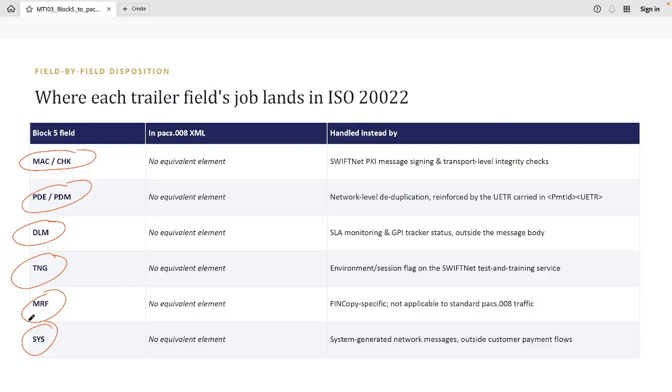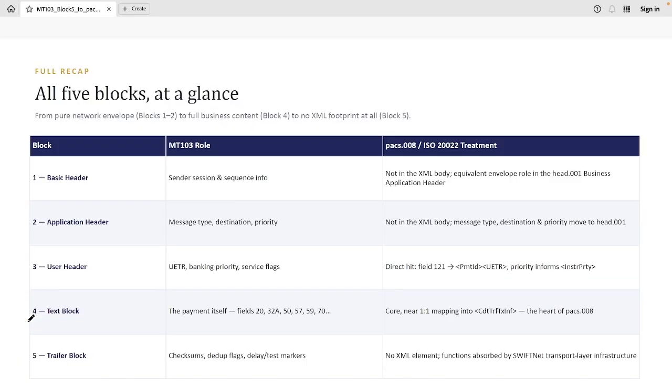Okay, we can now summarize the complete MT103 to pacs.008 journey and see how the five blocks are treated differently. So this slide has been prepared to bring together the entire video we have discussed. The five blocks should not all be mapped using the same method.